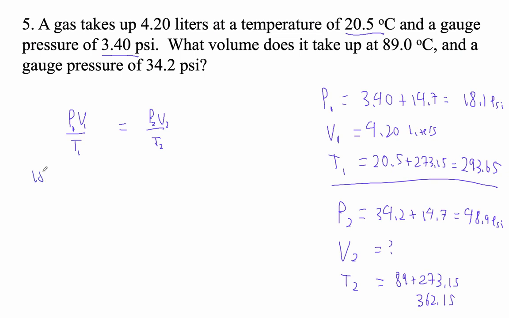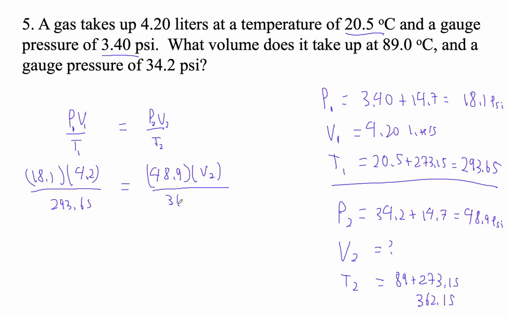P1 is 18.1, V1 is 4.2, T1 is 293.65, and that equals P2, which is 48.9, V2, which remains to be seen, right? Over 362.15. All right. This can be solved.